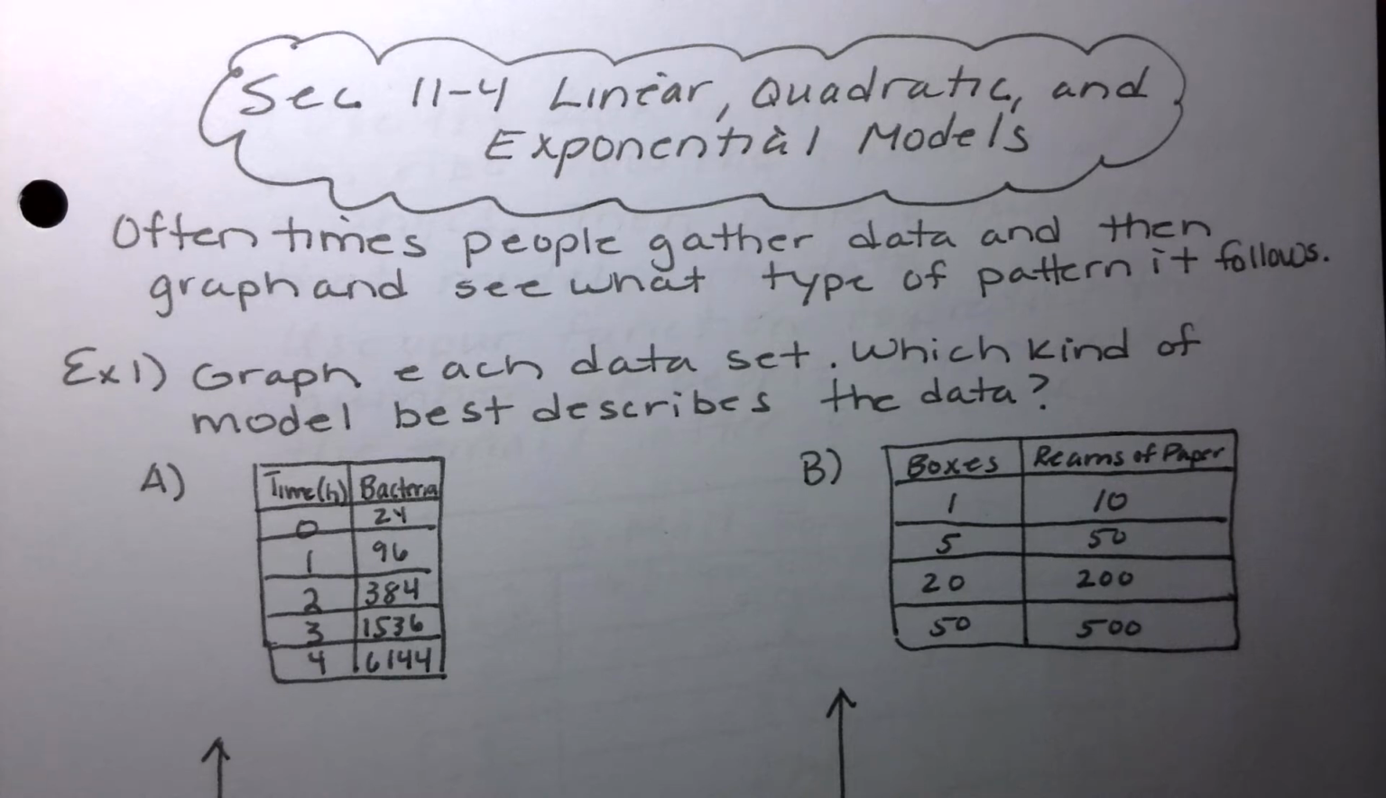Okay, so now we're going to take a look at all three of the models you've learned this year and try to figure out how you know which is which. Because we've talked about linear, which are lines. We've talked about quadratic, which are parabolas, and now we're talking about exponentials. And oftentimes people gather data and then graph it to see what kind of pattern it actually follows. So we're going to practice doing that.